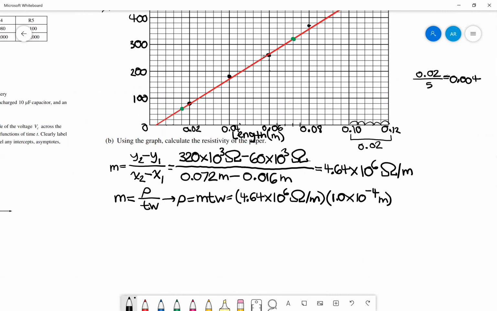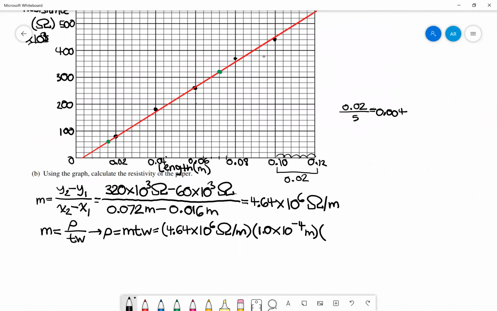Meters times our width. Our width is 0.02. And you can see the units start to settle into the units of resistivity, ohmmeters. So 0.0001 times 0.02, we get about 9.2 ohmmeters. Okay, we get about 9.2 ohmmeters.